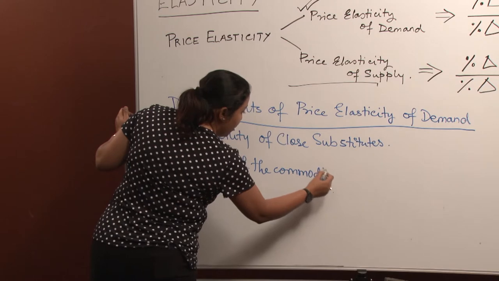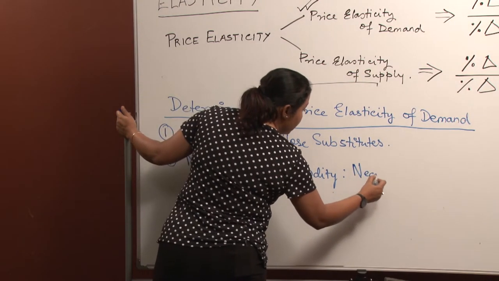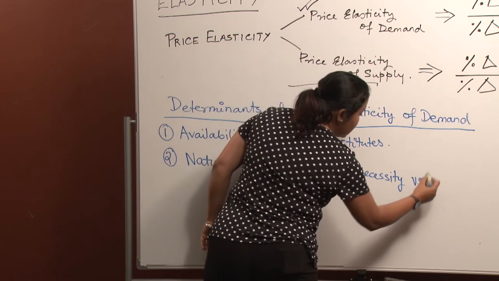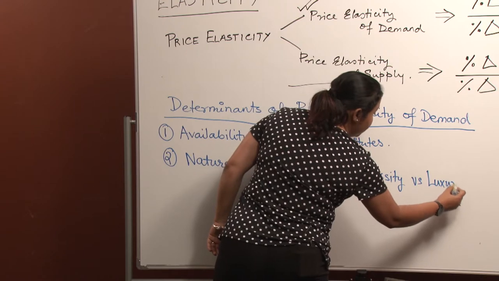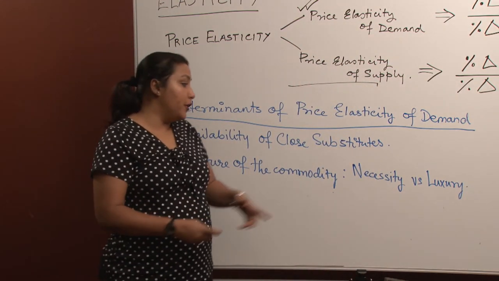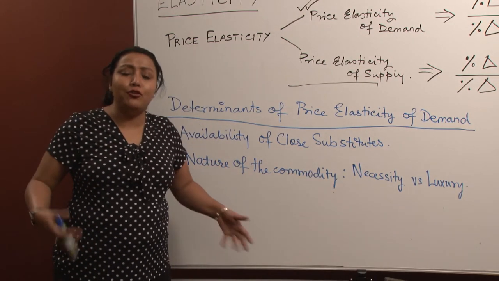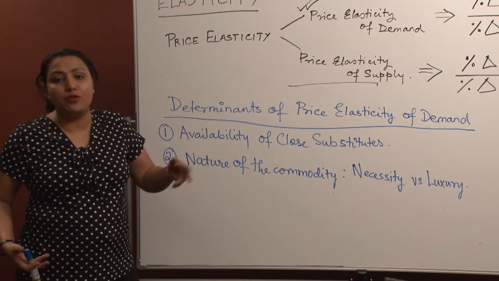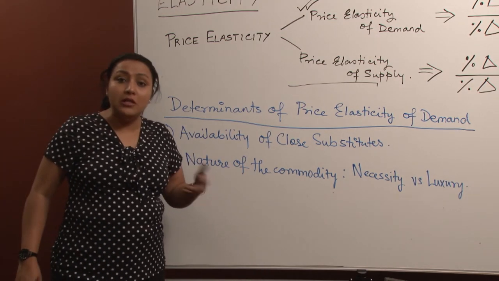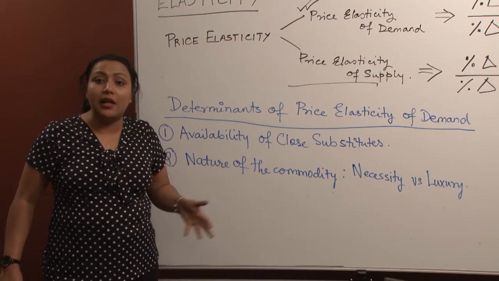The nature of the commodity, that is, a necessity versus a luxury good. For example, for the United States, gas is a necessity. You have to put gas in your car and you have to drive somewhere, because driving cars is the most common means of communication in the United States. Or, once again, the same thing like salt.